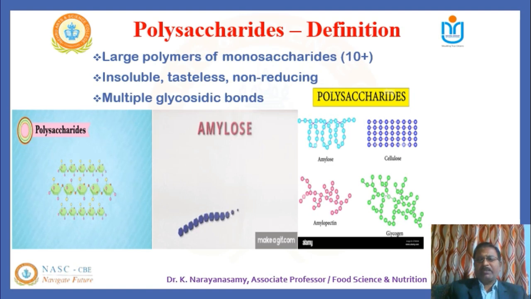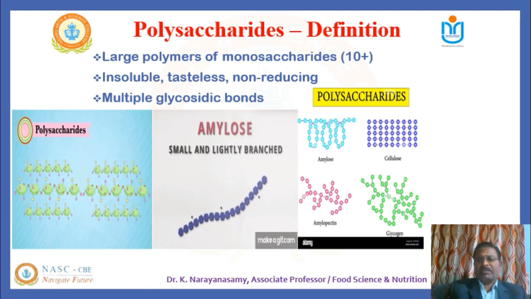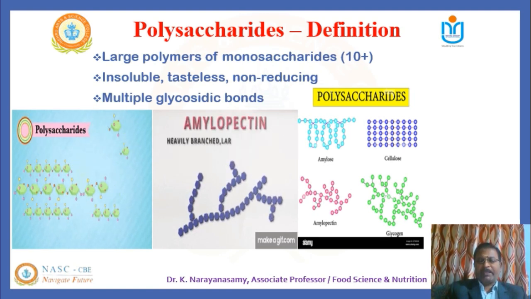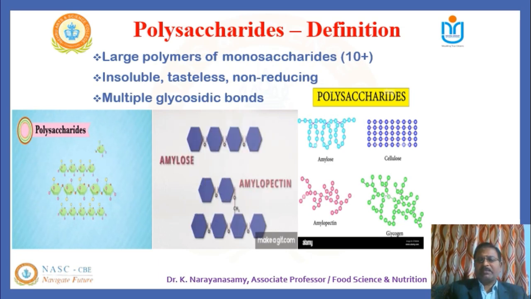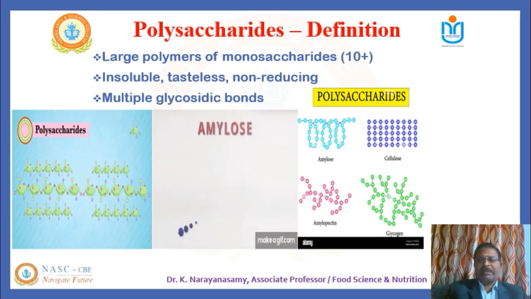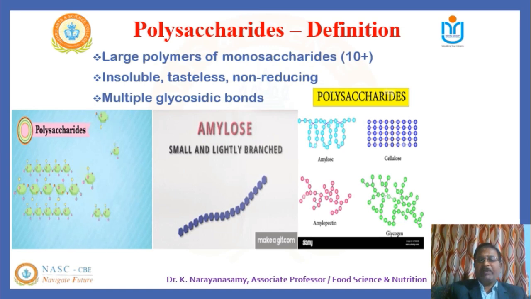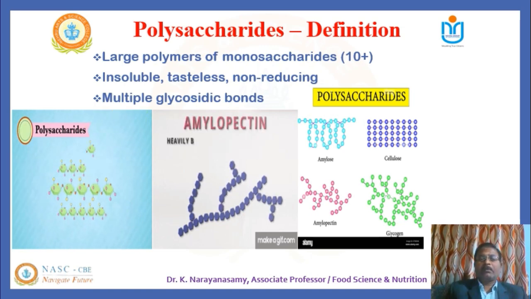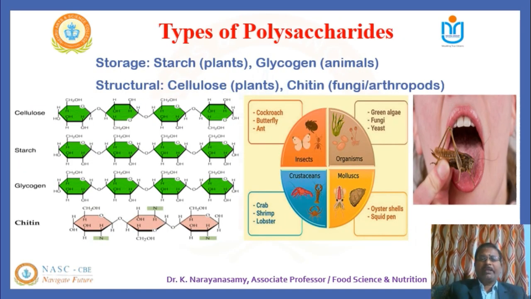And this is the polysaccharide. This is amylose. Cellulose, another polysaccharide. Amylopectin with branches. Glycogen is also a homopolysaccharide, but it has more branches than amylopectin. And we can see the different types of polysaccharides. Storage polysaccharides, for example, starch, which is stored in plants. Glycogen, which is called animal starch, is stored in animals, especially in the liver and adipose tissues of the animals. And structural polysaccharides are cellulose, which is the important component of the cell wall of the plants.